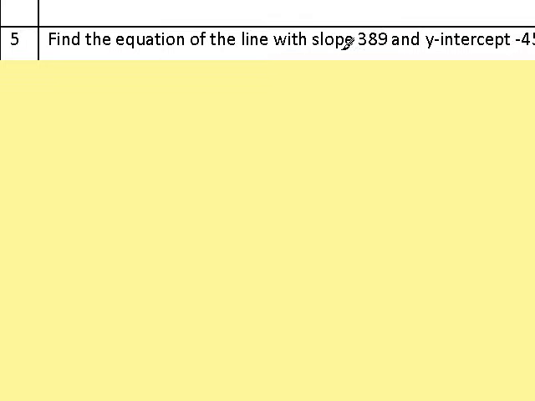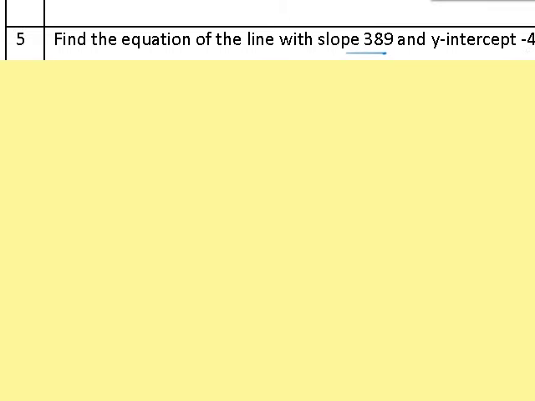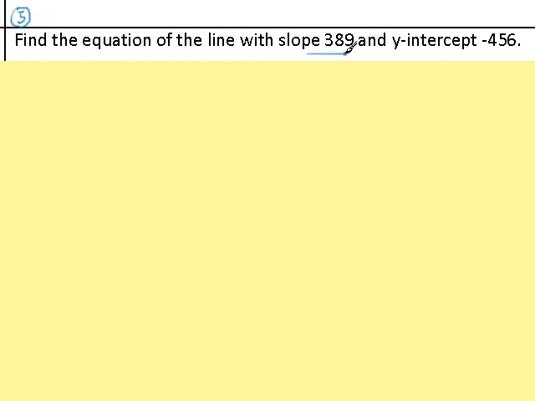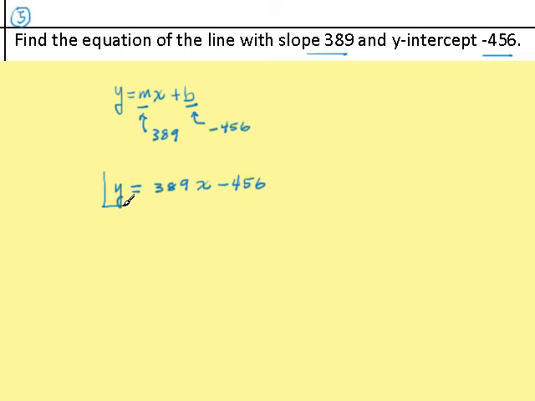In number 5, we want the equation of a line with this slope and this y-intercept. Wait, let me make that a little clearer here. Okay, this slope and this y-intercept. Well, the y equal mx plus b form just requires the slope and the y-intercept, so we just have to fill in. So we'll fill in the 389 here and the minus 456 here, and that's all we have to do. Y is equal to 389x minus 456.